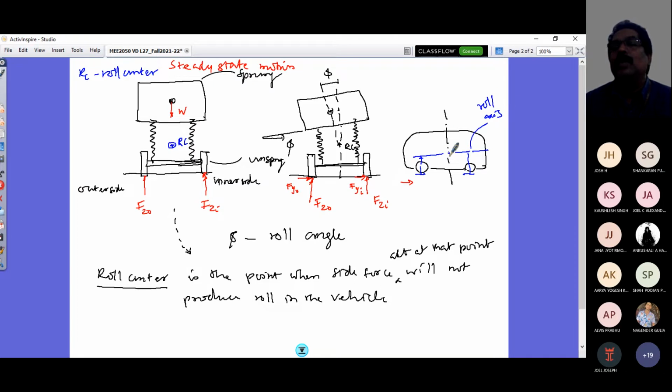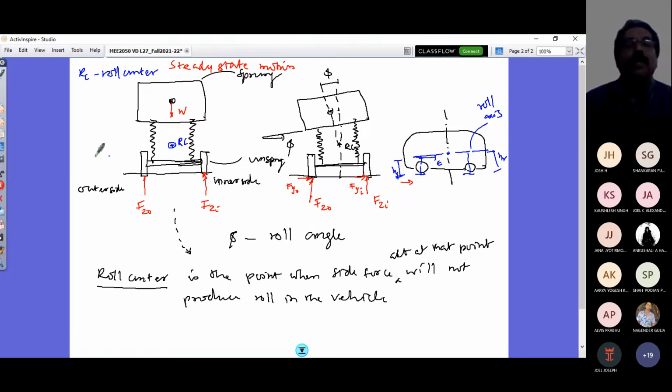The point here is the roll center. The roll axis is not horizontal, it is at a smaller angle, epsilon, given. So the front roll center in the axis above the axle would be at a height HF, and here it is at a height HR.